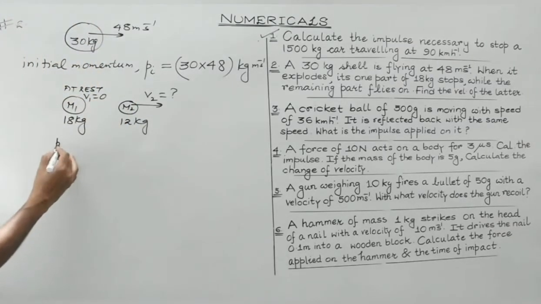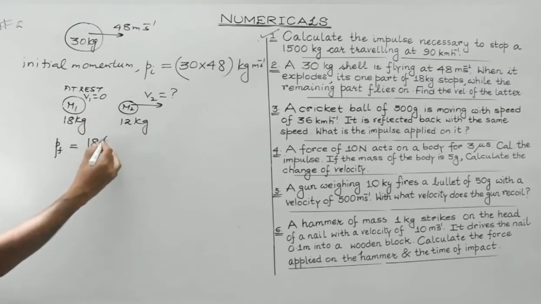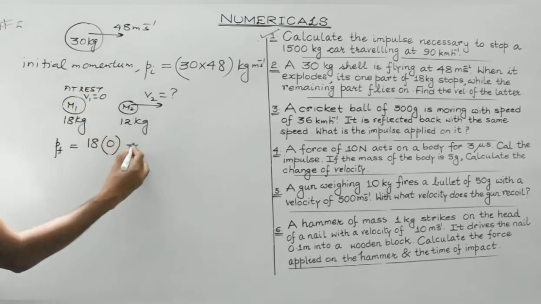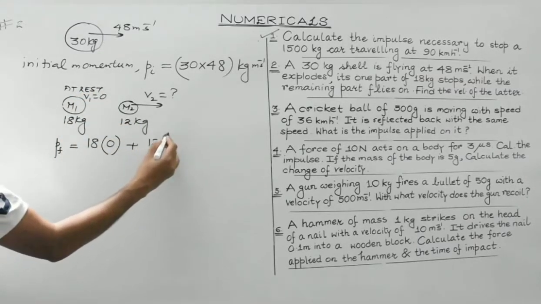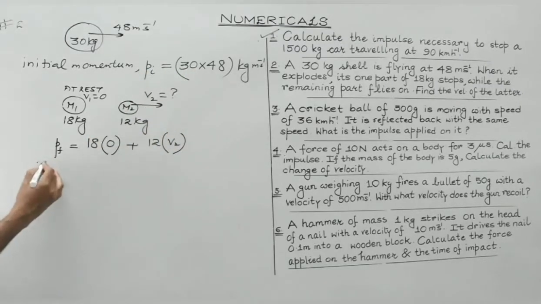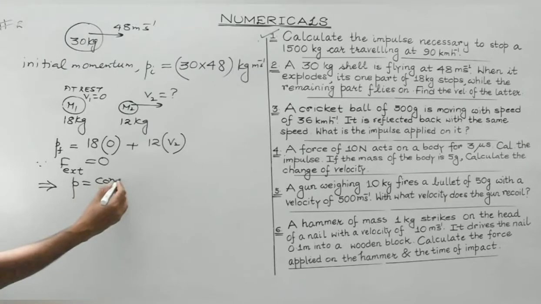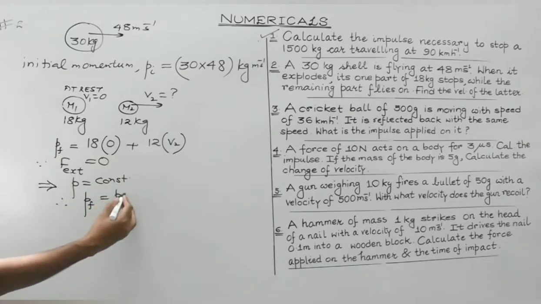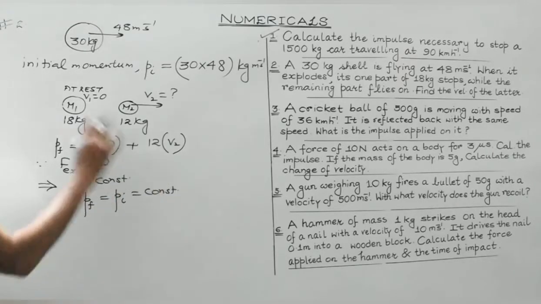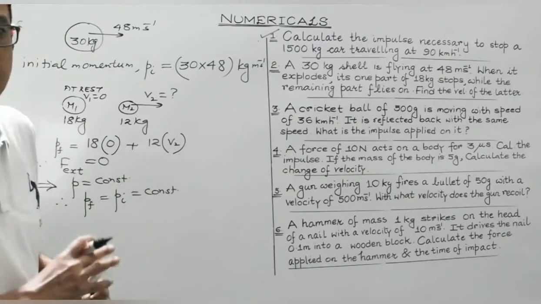Let's find out the final momentum. Final momentum would be mass into velocity: 18 into V1, where its velocity is 0, plus 12 into V2. So this is the initial momentum and this is the final momentum. Since no net external force acts on the system, momentum is constant or conserved. Therefore, final momentum is equal to initial momentum. This we have also discussed theoretically, right? We have verified the law of conservation of momentum, isn't it?